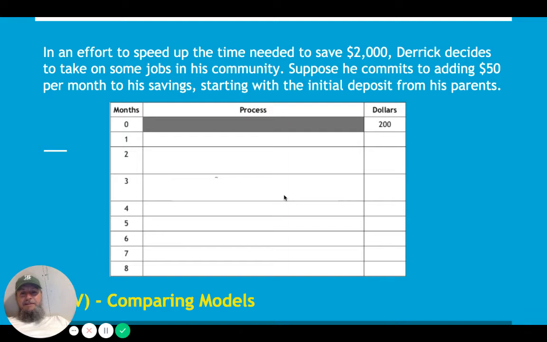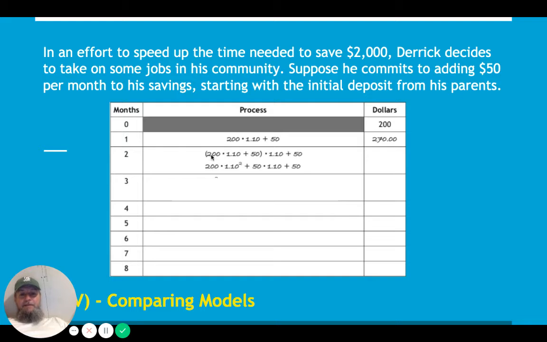Derek, in order to speed up time, needed to save $2,000. He decides to take on some jobs in the community. If he commits to adding $50 per month to his savings, starting with the initial deposit of $200, he's going to get the 10% plus $50. So after 1 month, he has the $200 he starts with times 1.1, which means he's adding the 10% his parents give him, plus the $50 he puts in, which puts him at $270.